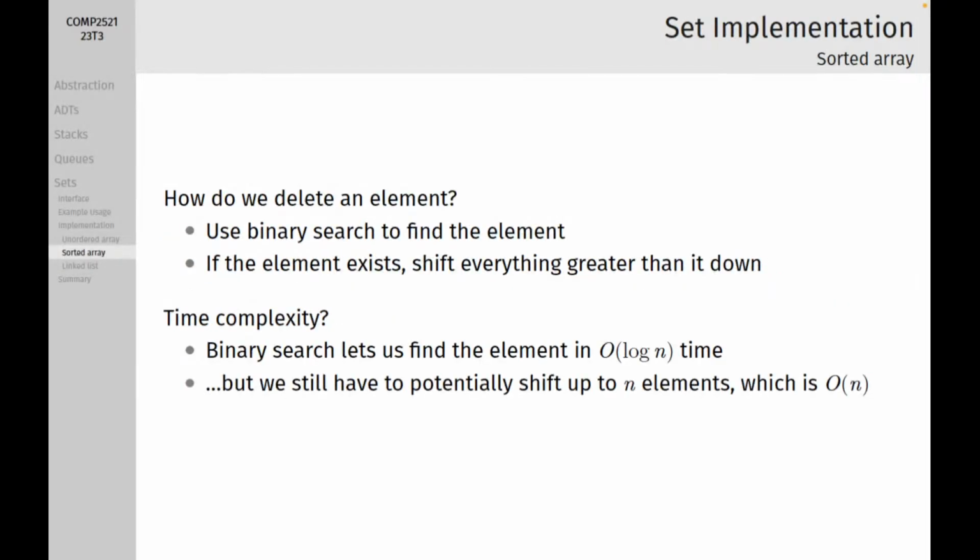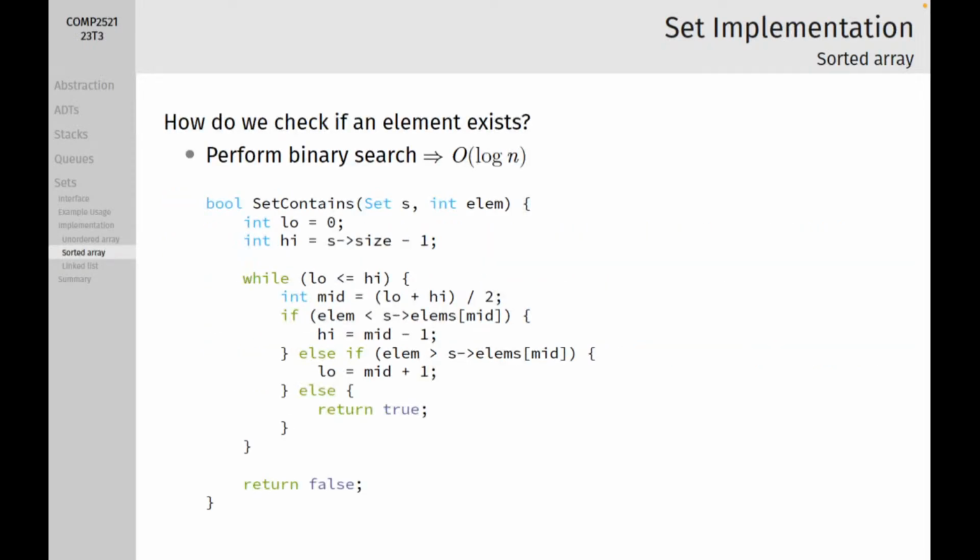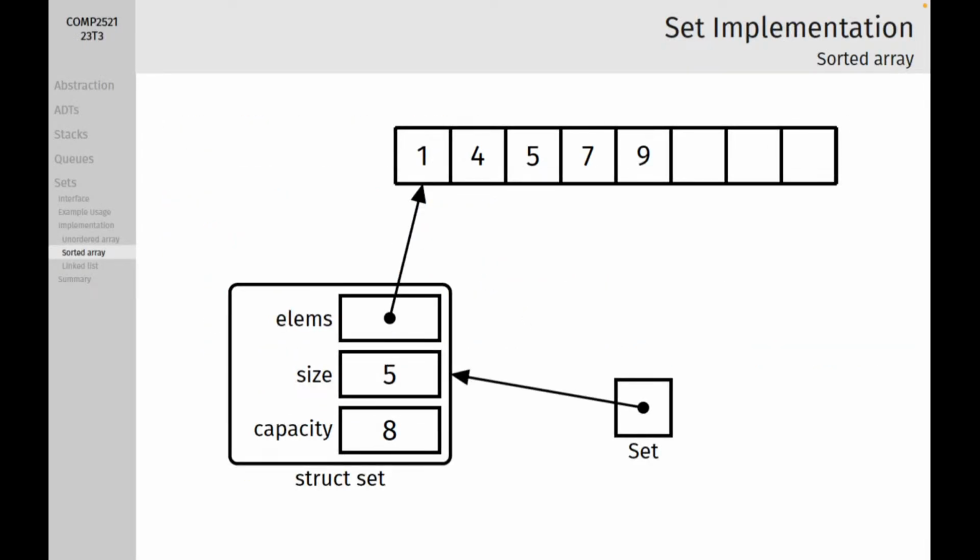Okay. So how do we delete an element? Well, we can once again use binary search to find the element. And if the element exists, then we just shift everything greater than it down. So going back to this diagram, let's say we want to delete 4. We use binary search to find it, which would be log n. Then we shift the 5 and 7 and 9 down.